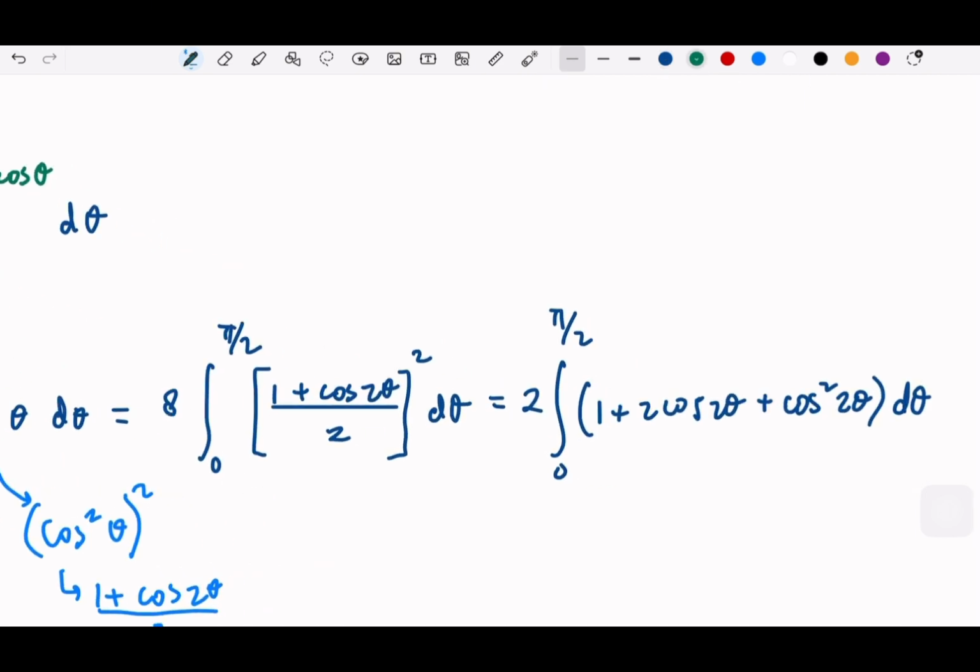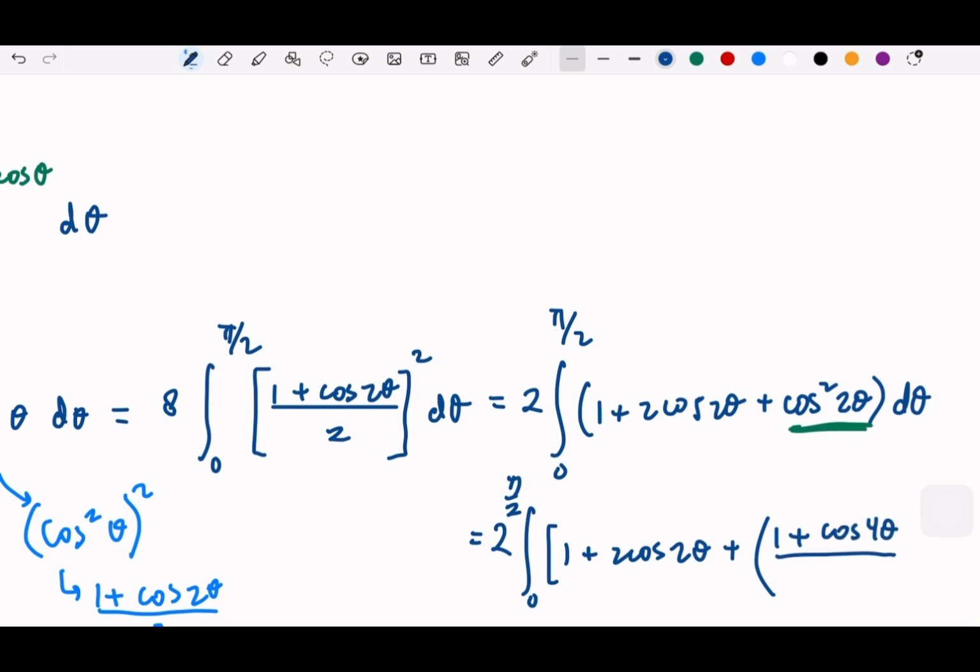And then for this cosine squared, we have another double angle to make it 4 theta. So this will be 1 plus 2 cosine 2 theta plus (1 plus cosine 4 theta) divided by 2, and then d theta.